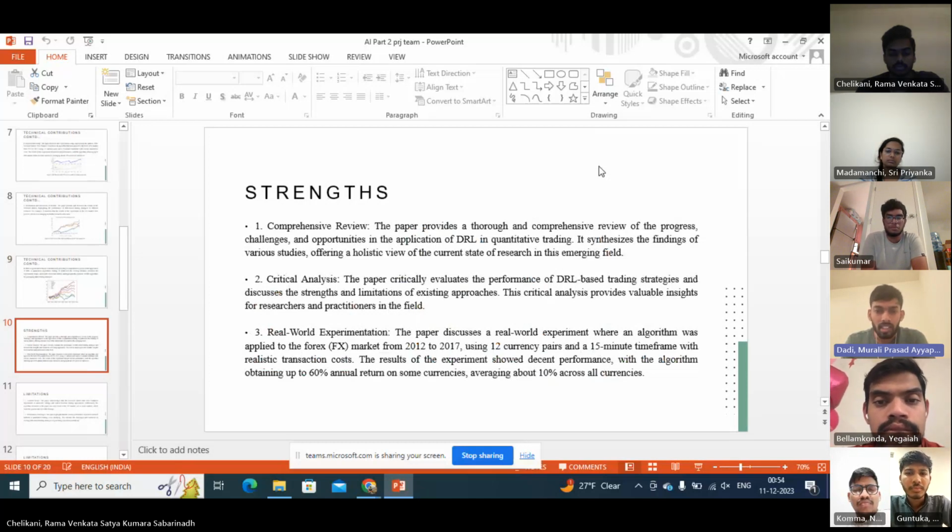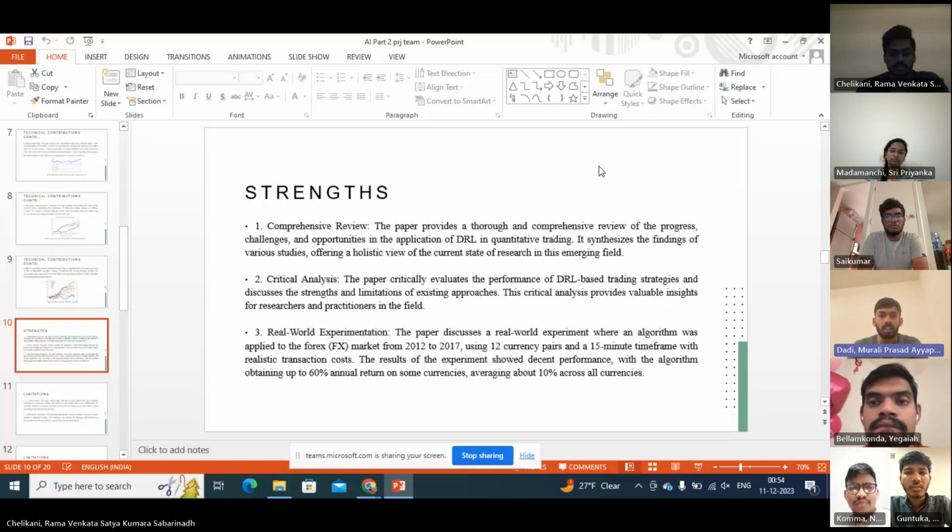Another thing is critical analysis. Critical analysis is the second strength of this paper. It critically evaluates the performance of DRL-based trading strategies, weighing the strengths and limitations of existing and previous approaches, and it provides valuable insights for researchers and practitioners in this field.